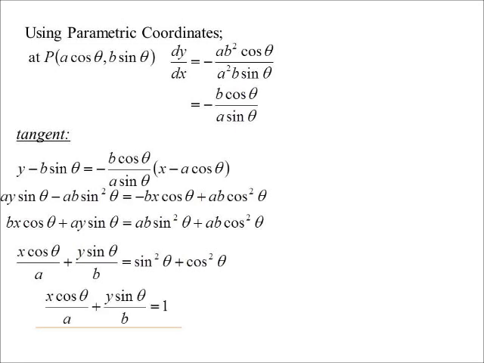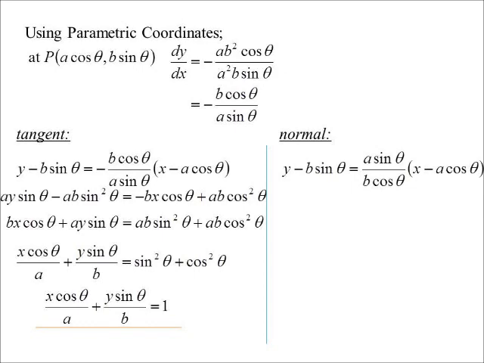But again, remember what we saw before, it mimicked the equation of the ellipse. It was x1 on a squared. Well, the x coordinate in this case is a cos theta. So all it really is, is substituting a cos theta into that. The a's cancel and you get x cos theta on a, and so on. So we should see a similar thing happen with the normal, but let's actually derive it.